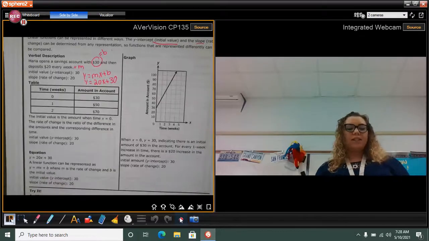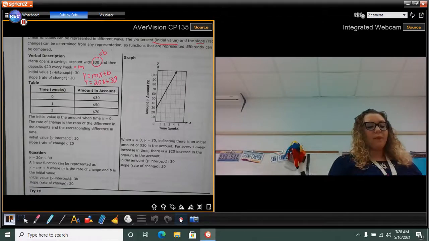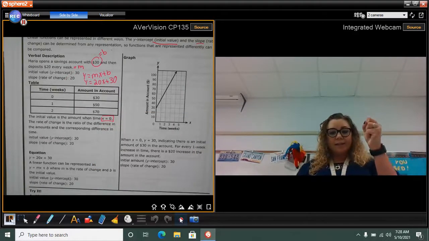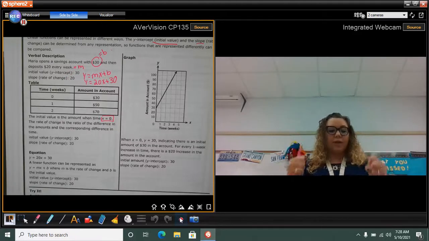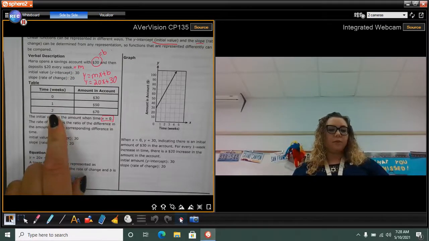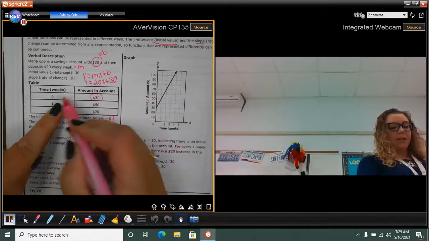The second one is a table. Your initial value is the amount when time, x, equals 0. So whenever x is 0, you know that's going to be your y-intercept. When does x equal 0 over here? Up here. So my y-intercept is going to be 30 because x equals 0.